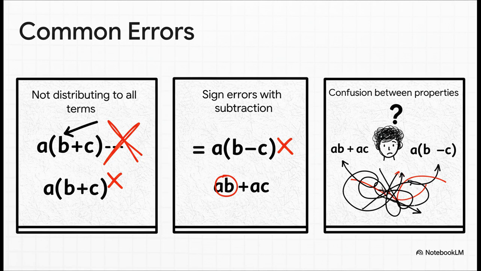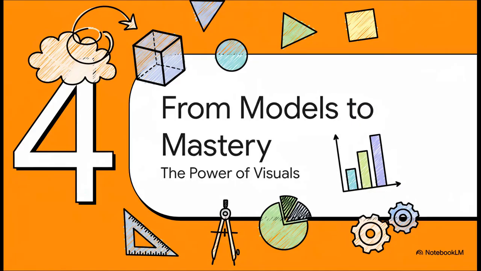The biggest one, by far, they don't distribute to every term inside the parentheses. They'll multiply the first number and then just leave the second one hanging. Sign errors are another huge one, especially when you throw subtraction in there. It's a classic trap. Okay, so we've diagnosed the problem, we've seen the symptoms, so what's the cure?